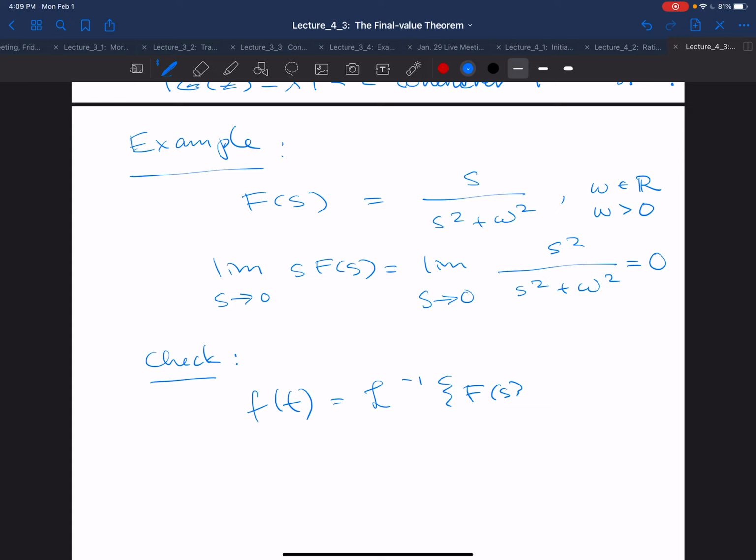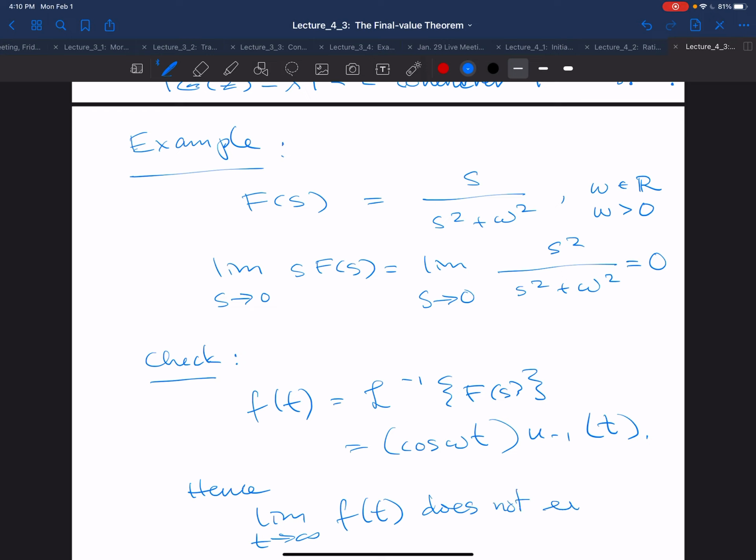And we'll see that the final value of f of t does not exist. Because if you invert this Laplace transform, you get cos omega t, or cos omega t times the unit step, if you like. Let me write it that way. So the limit as t goes to infinity of f of t does not exist. And in fact, that's what our theorem says. If the conditions on the poles of F of s are not satisfied, and they're not satisfied in this case because there are non-zero poles on the imaginary axis, then the final value of f of t does not exist.